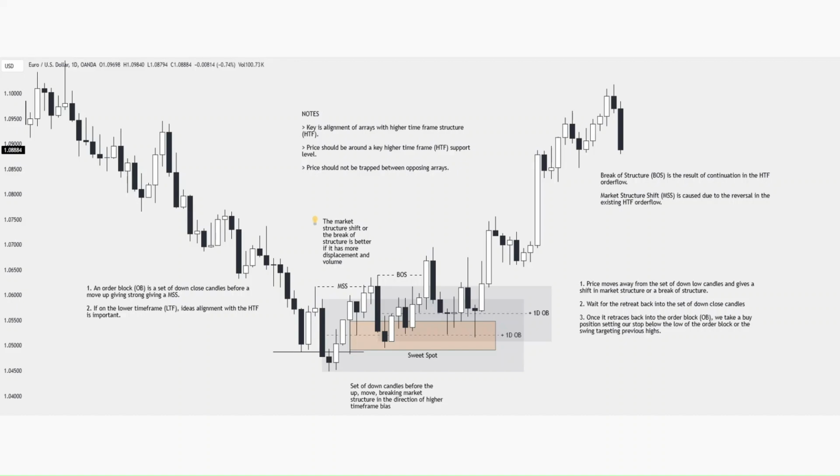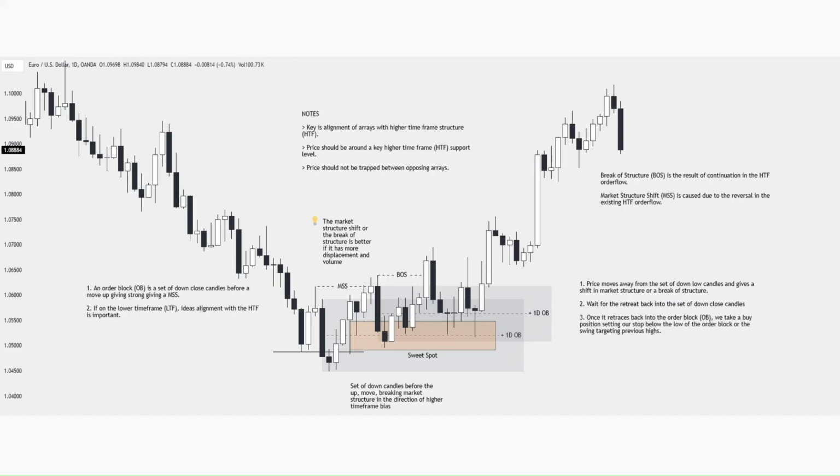There is no particular set-in-stone way of identifying order blocks. Whatever works best for you. For me, I usually do it through bodies only, but it depends on the situation. I have marked both ways out here.